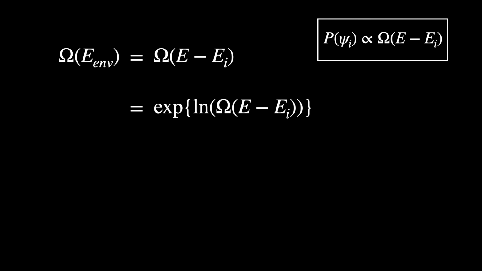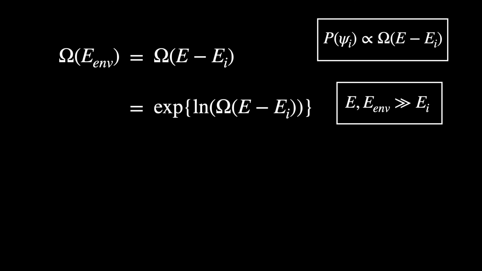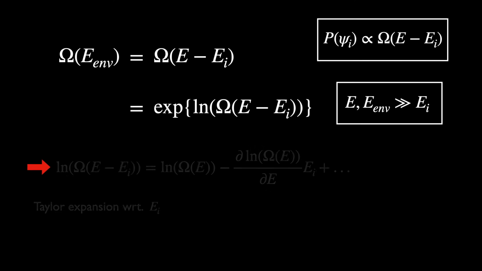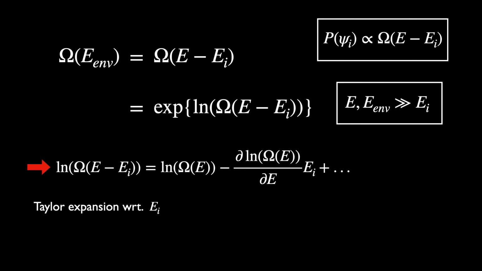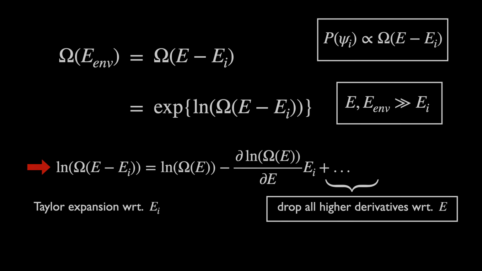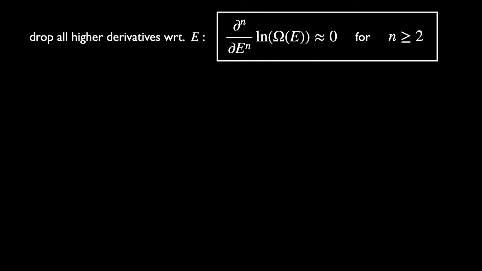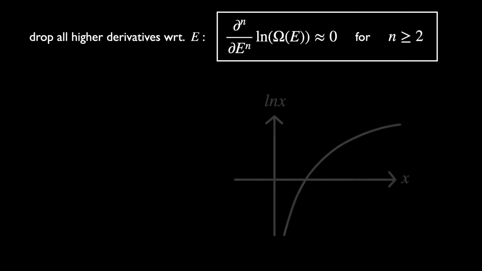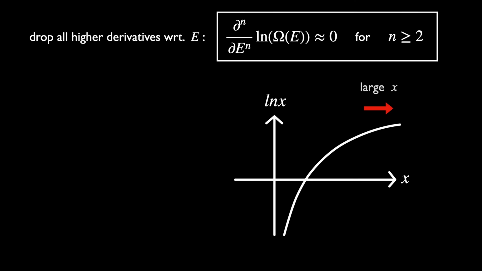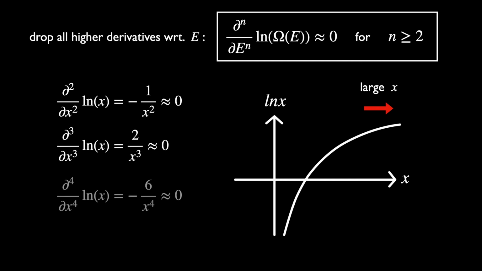Next, assuming that E and E environment are both very much larger than EI, which is a reasonable assumption, we Taylor expand the log of omega of E minus EI with EI as the variable. We claim that the higher derivative terms of this series can be dropped. This is due to the property of derivatives of the log function. Looking at the plot of log x, we notice that the curve flattens rapidly with large x. This can be verified by taking the derivatives explicitly. Due to the large powers of x in the denominator, higher derivatives vanish quickly with increasing x.